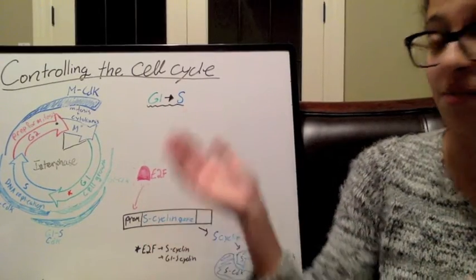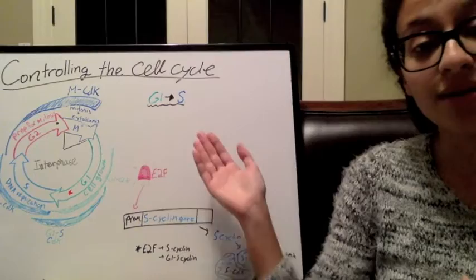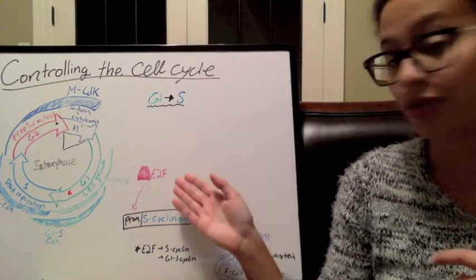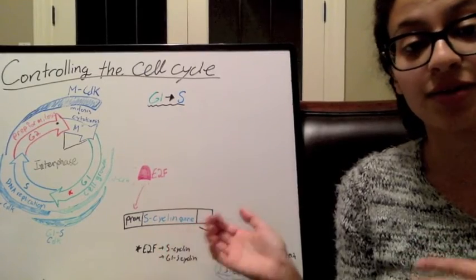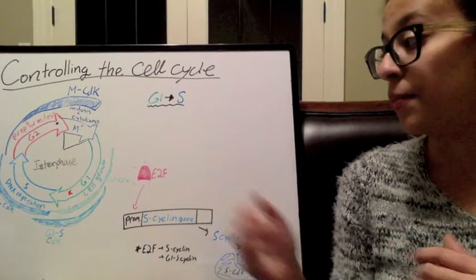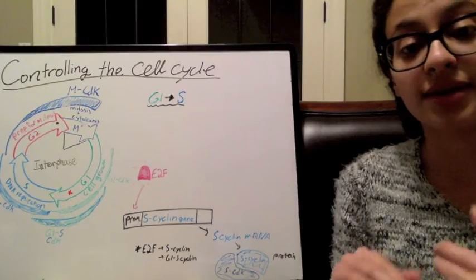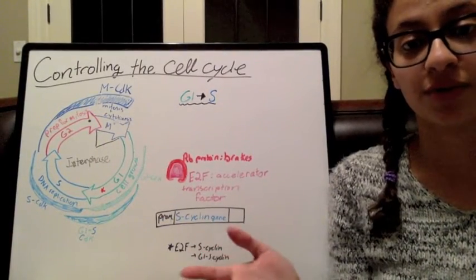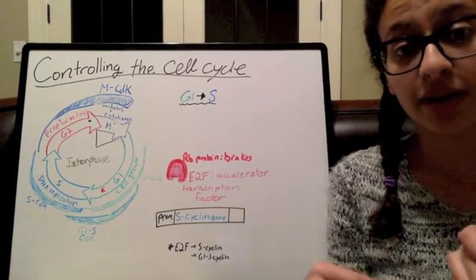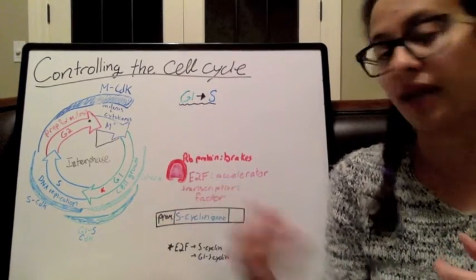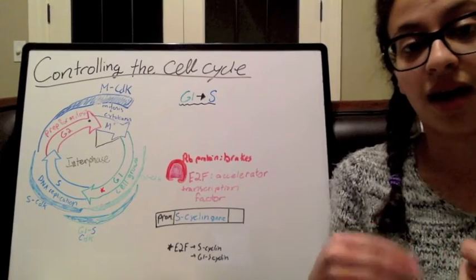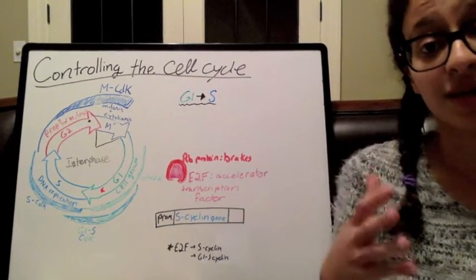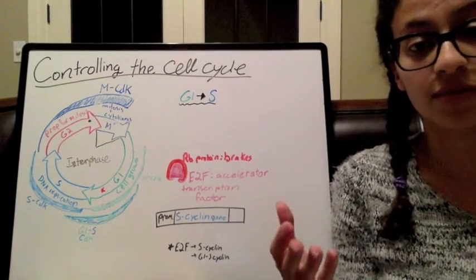So if you want to get from G1 to S, well, you need to have these E2F transcription factors working and increasing the S CDK and G1S CDK activity. So if E2F is a transcription factor that's an accelerator and that it increases CDK activity, we can't just have an accelerator inside our body. We also need brakes because we're always trying to maintain a balance, right?